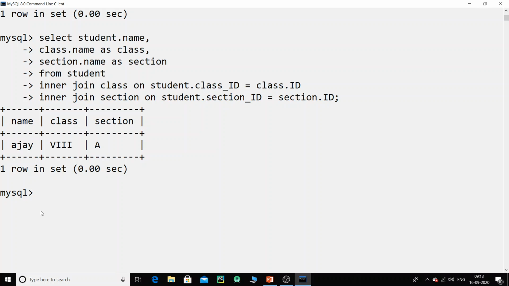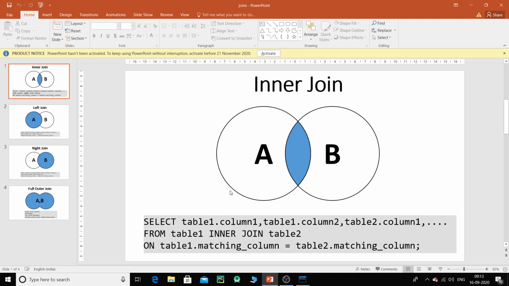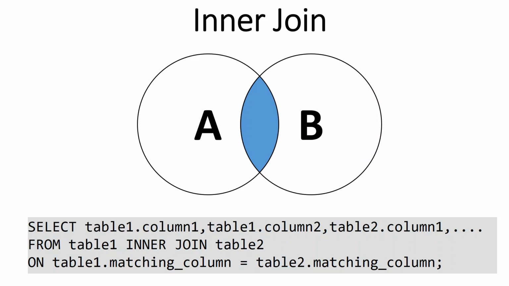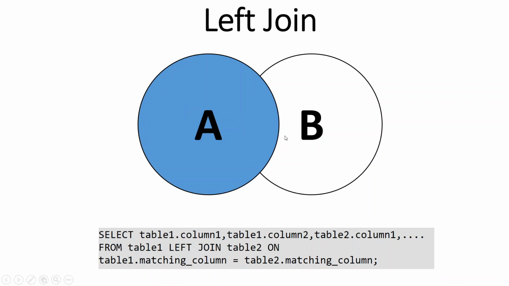Now there are other joins also, children. Let me just quickly run through a slide. This was the inner join that we just did, and as you can see there are two tables, table A and table B, and this highlighted blue portion between these two is the intersection, so it is going to display only those records. Let's move forward, and this is the left join.